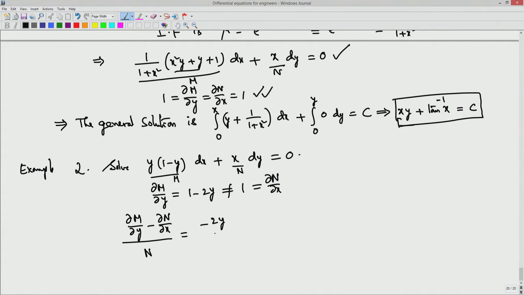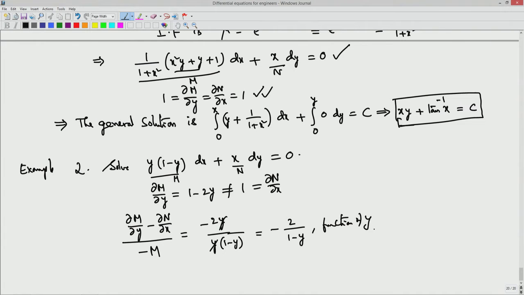If I divide by N, for example, it is not a function of x. This is not a function of x, so this will not work. So, what I do is I divide by minus M. That is the condition you have if you want a function of y. So, what is my M? y into 1 minus y. So, y goes, and you have minus 2 divided by 1 minus y, which is a function of y.